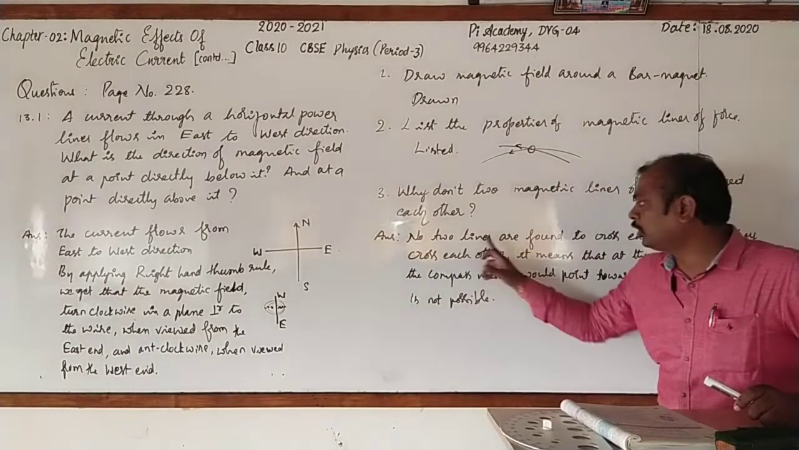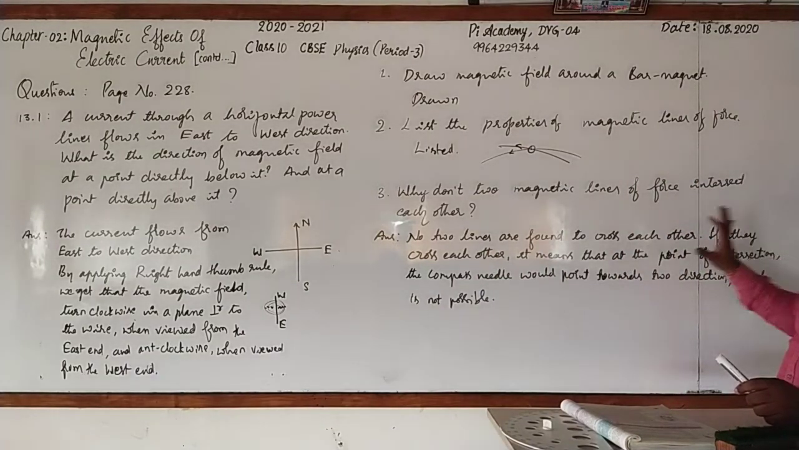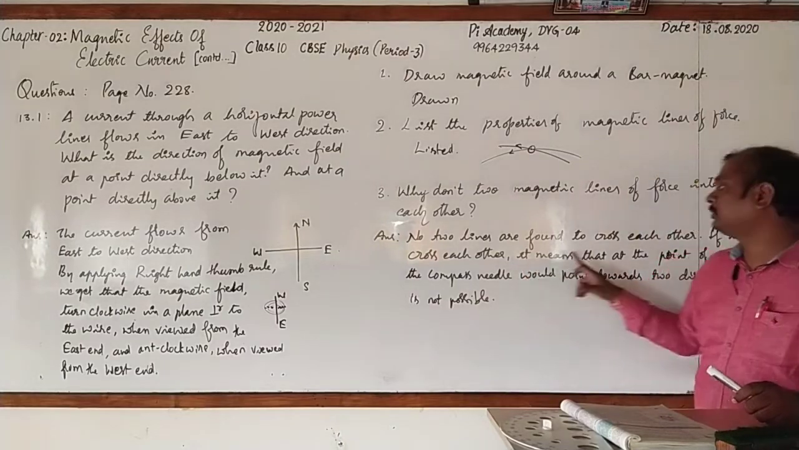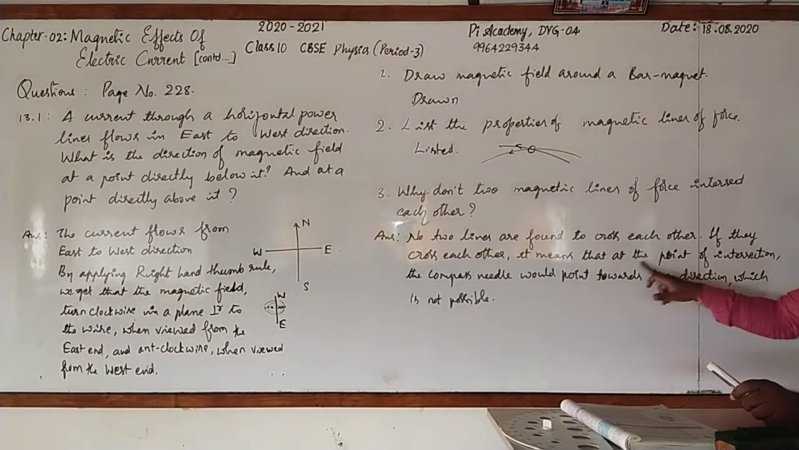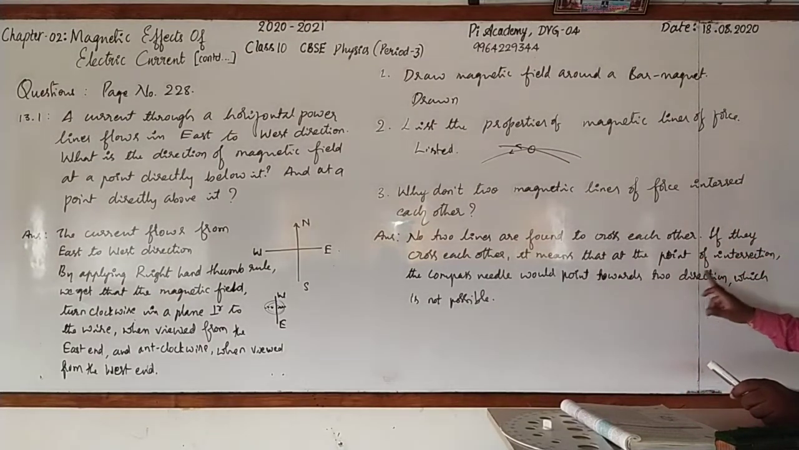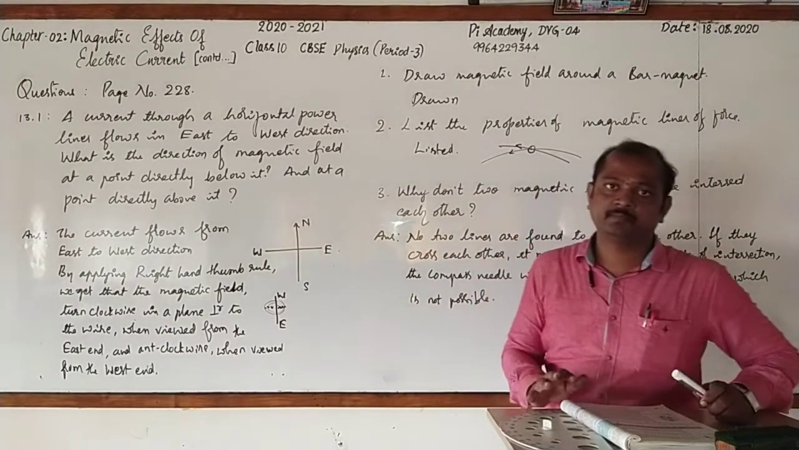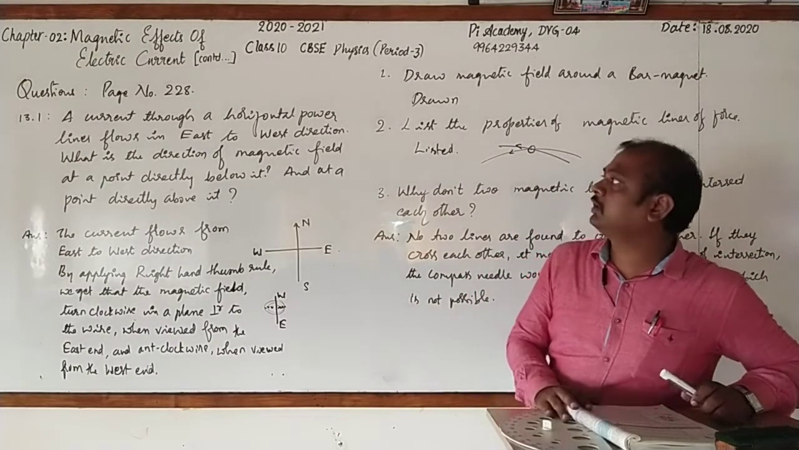See that no two lines are found to cross each other. If they cross each other, it means that at the point of intersection, the compass needle would point towards two directions, which is not possible. Clear? Hope that you have understood.